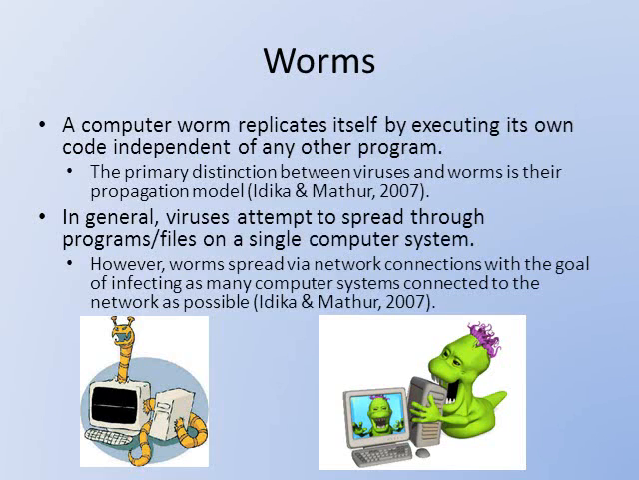Worms. A computer worm replicates itself by executing its own code independent of any other program. The primary distinction between viruses and worms is their propagation model. In general, viruses attempt to spread through program files on a single computer system. However, worms spread via network connections with the goal of infecting as many computer systems connected to the network as possible.